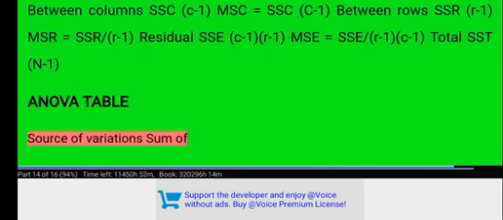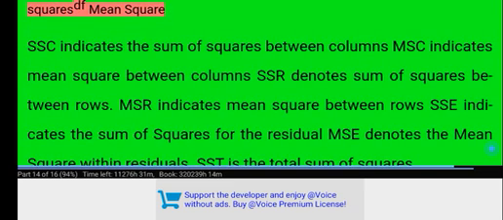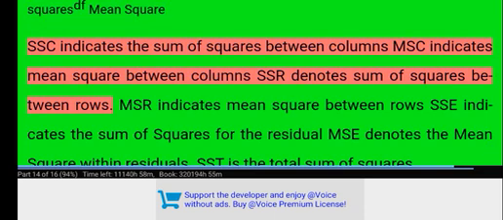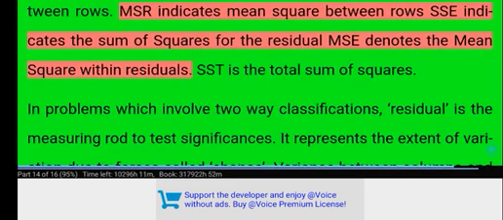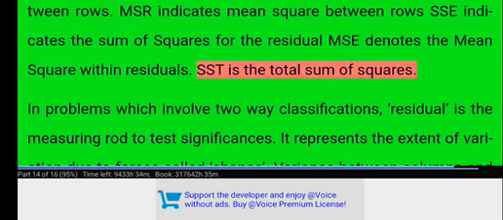ANOVA table. Source of variation, sum of squares, degrees of freedom, mean square. SSC indicates the sum of squares between columns. MSC indicates the mean square between columns. SSR denotes the sum of squares between rows. MSR indicates the mean square between rows. SSE indicates the sum of squares for the residual. MSE denotes the mean square within residuals. SST is the total sum of squares.